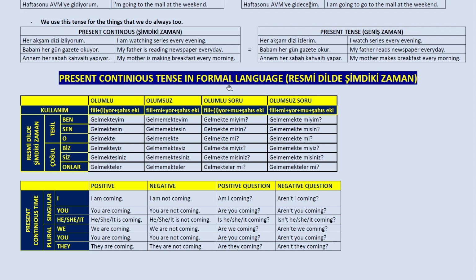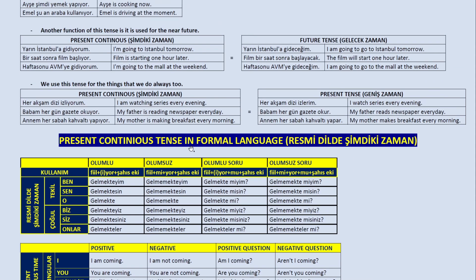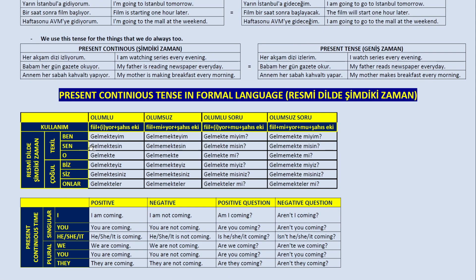Present continuous tense in formal language. Resmi dilde şimdiki zaman. We used the suffix -yor before. Here, we will use -mekte or -makta according to the letter harmony. Gelmekteyim, gelmektesin, gelmekte, gelmekteyiz, gelmektesiniz, gelmekteler. Instead of using -yor, we used -mekte.